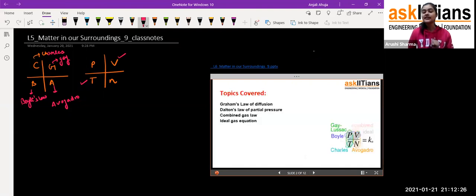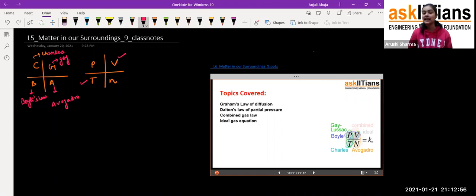Now students, these are the topics which we are going to cover today, and these are very important, but they are also very easy. You can see here the Gay-Lussac law and Boyle's law, and now we are going to study new laws today: Graham's law of diffusion, Dalton's law of partial pressure, the combined gas law, and the ideal gas equation. And see students, all of these laws are applicable only for gases, not for liquids and solids.